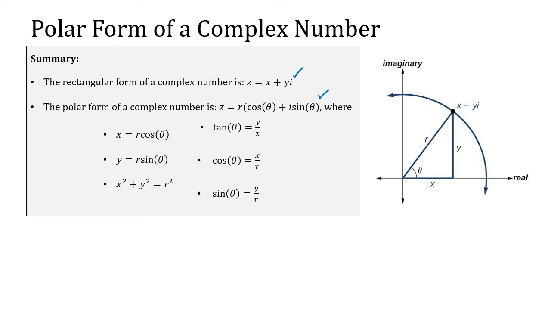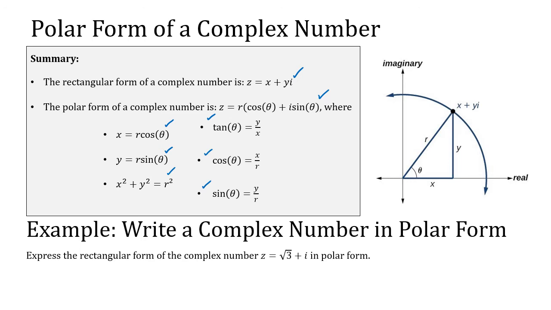And then we also know a bunch of relationships between x, y, r, and theta. We know that x equals r times the cosine of theta, y equals r times the sine of theta. We know x squared plus y squared equals r squared. And then we know all of these things about tangent, cosine, and sine of an angle. So we know that the tangent of an angle is equal to y over x, the cosine of theta is equal to x over r, and the sine of theta is equal to y over r. We have all of these things that we can use to help us do these conversions.